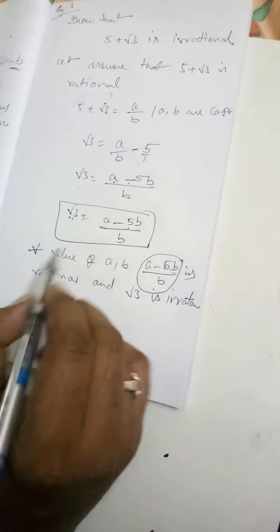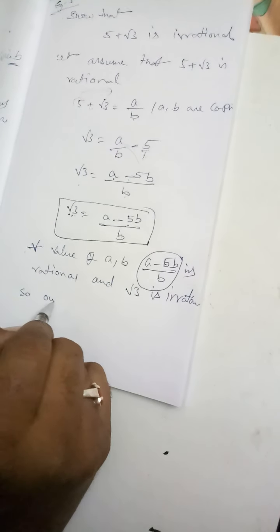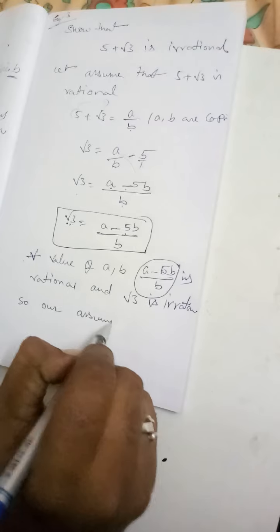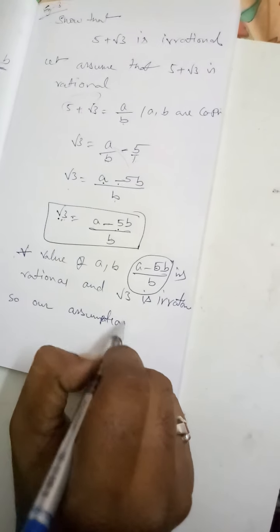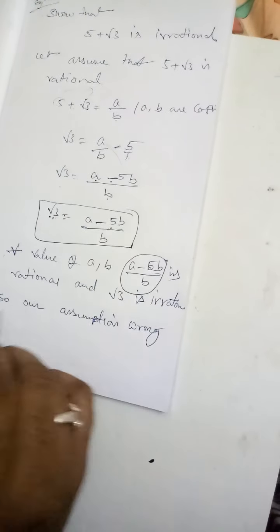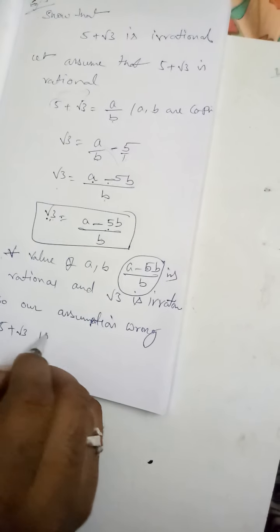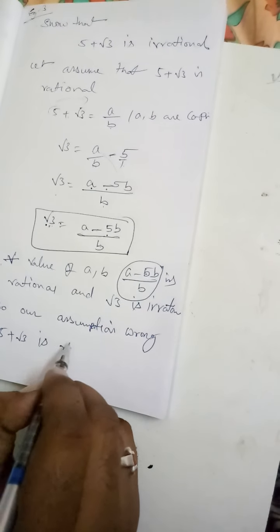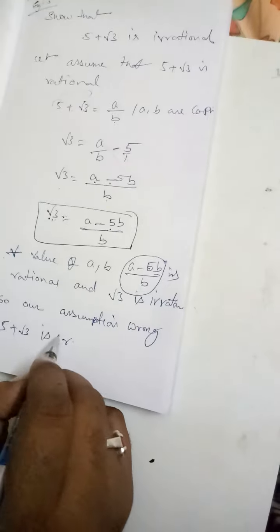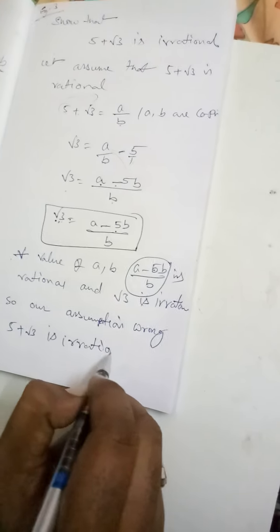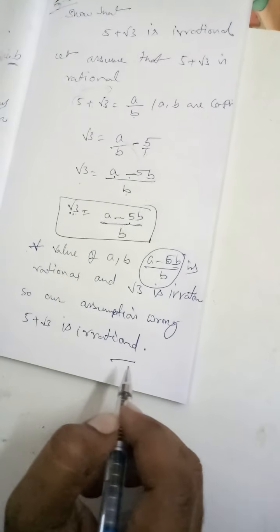It is a contradiction. So our assumption is wrong. What is your assumption? 5 plus root 3 is rational is wrong, meaning 5 plus root 3 is irrational. So students, this is the proving of irrational numbers, and I hope you understand. See this video.